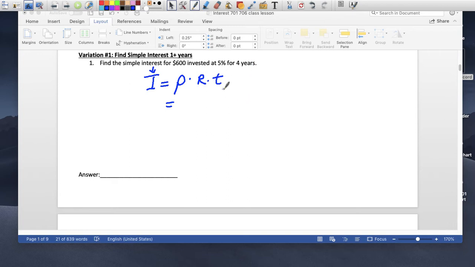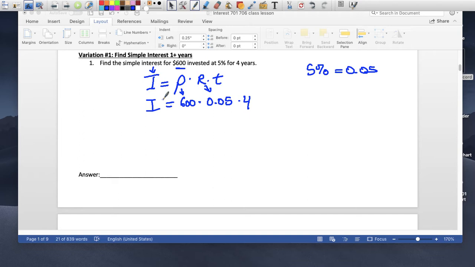So let's replace our variables one by one. So P, the money invested, that's 600. The interest rate is 5%, but we're not going to write 5%. We're going to write 0.05. So instead of R, I'm going to put 0.05. And time is 4 years, is in years, so that's no change here. And we write times 4.